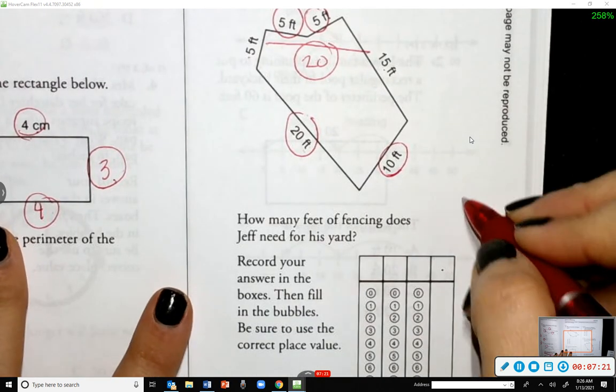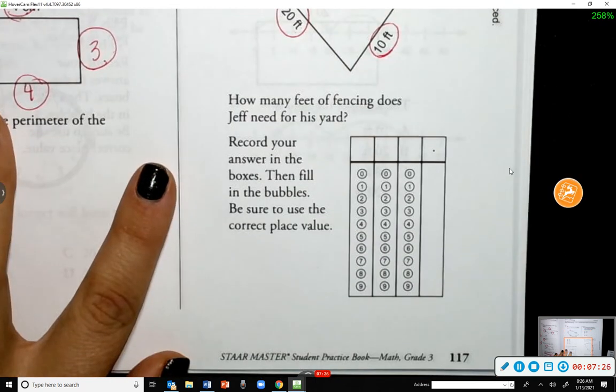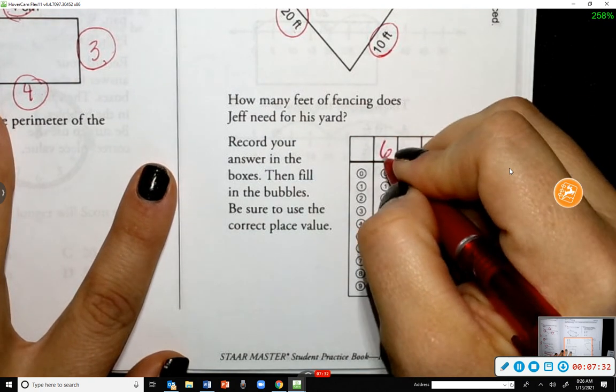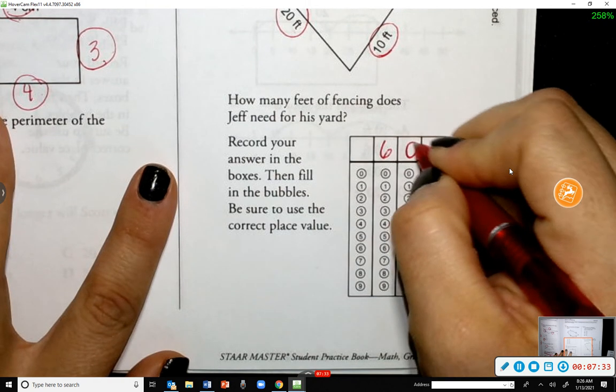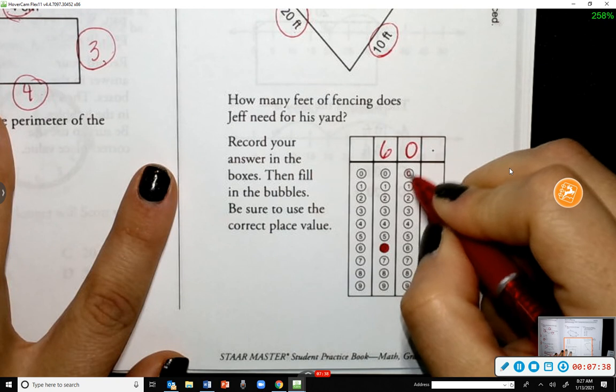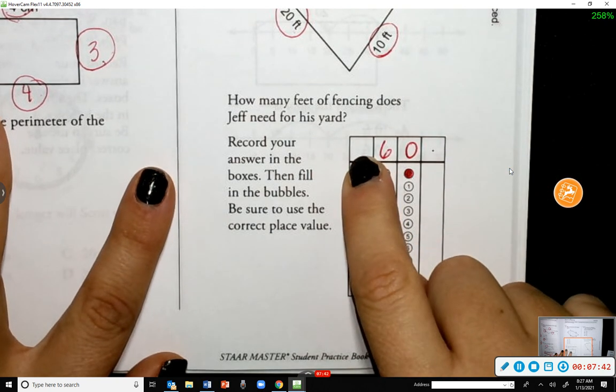So now I need to put it in the chart below. Who can tell me how I put this in correctly? Kaylee? 6 in the middle. Good. 6 in the middle. 0 in the last one. Good. Bubble in the 6. Bubble in the 0. Do not put that 6 in the front. That would be counted wrong. Okay?